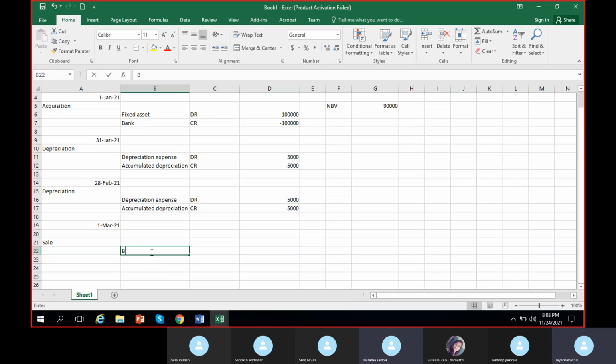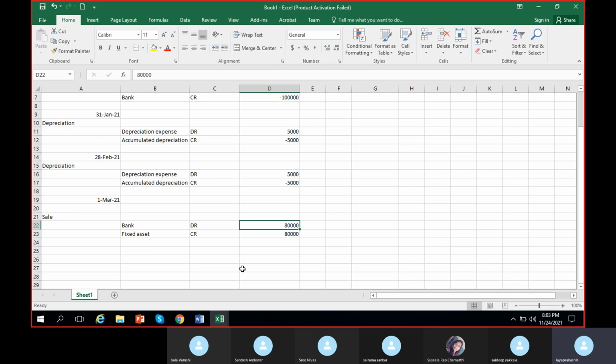Anyone? Cash to fixed asset or bank to fixed asset. Sairam says bank account will be debited, so let's say I'm selling it for 80,000. Okay, 80,000, and then fixed asset. We'll be back, wait a second. Fixed asset account will be credited for 80,000 because I'm selling a fixed asset. Bank will be debited for 80,000 because I receive 80,000 into my bank.